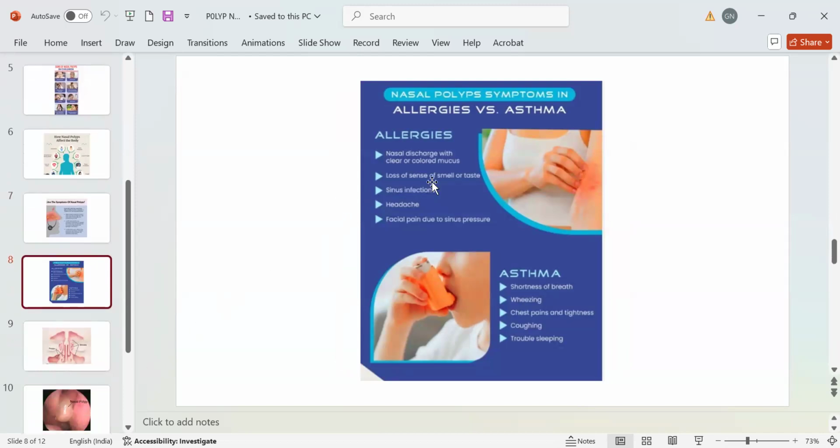Allergy and asthma, allergy versus asthma. These are the symptoms of asthma. The person who is not breathing properly can have a polyp, or can have asthma. So how will you differentiate?